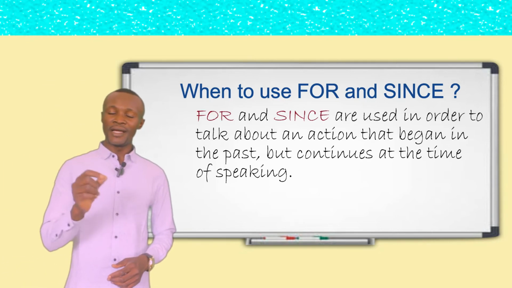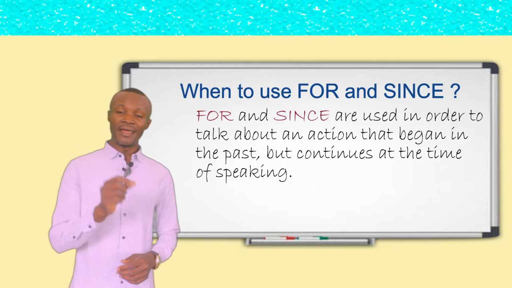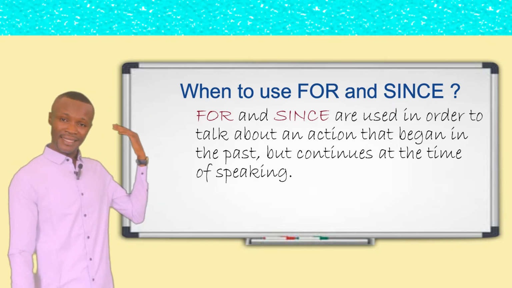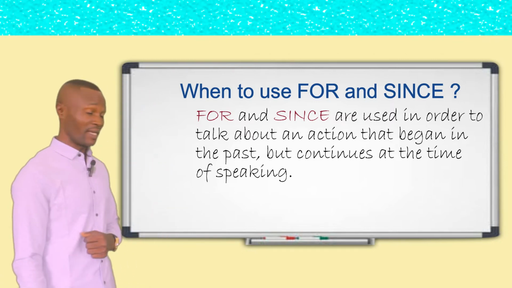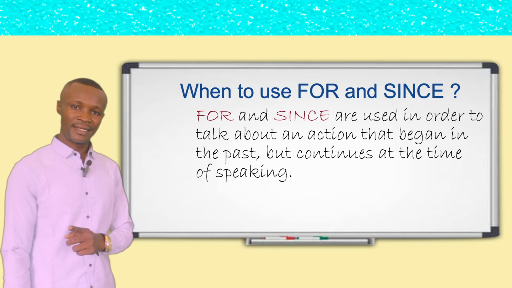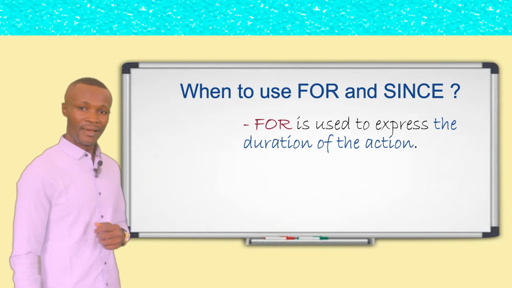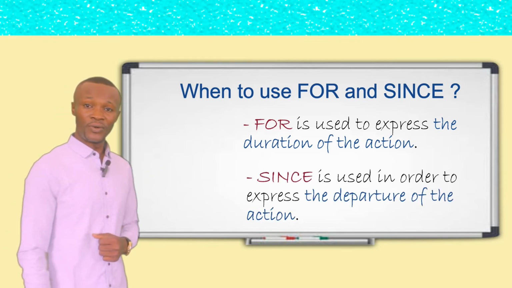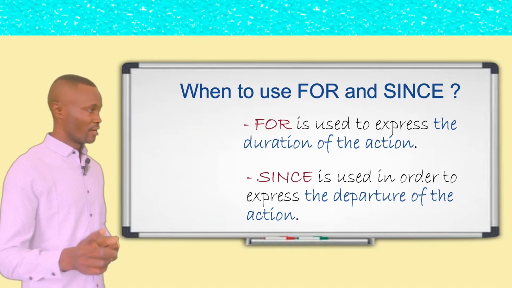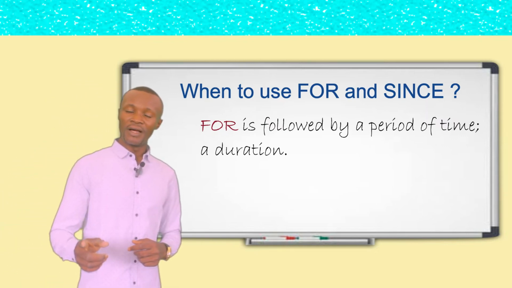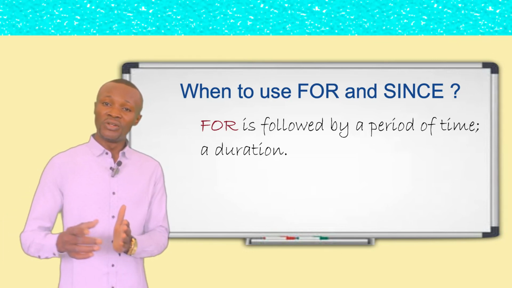Remember that for and since are used in order to talk about an action that began in the past but continues at the time of speaking. But for is used to express the duration of the action. However, since is used in order to express the departure of the action. That's the reason why for is always followed by a period of time, by a duration.